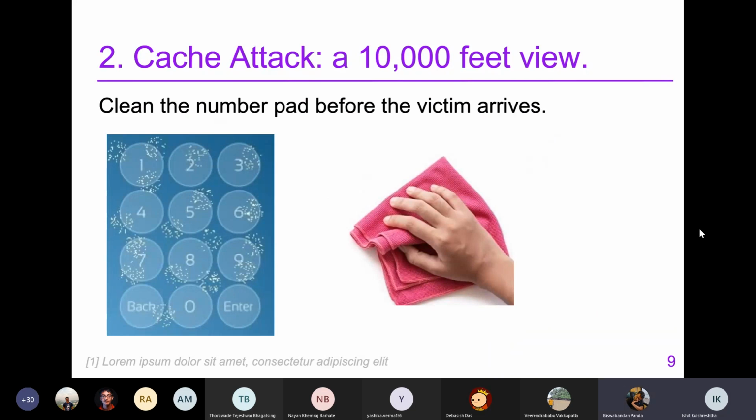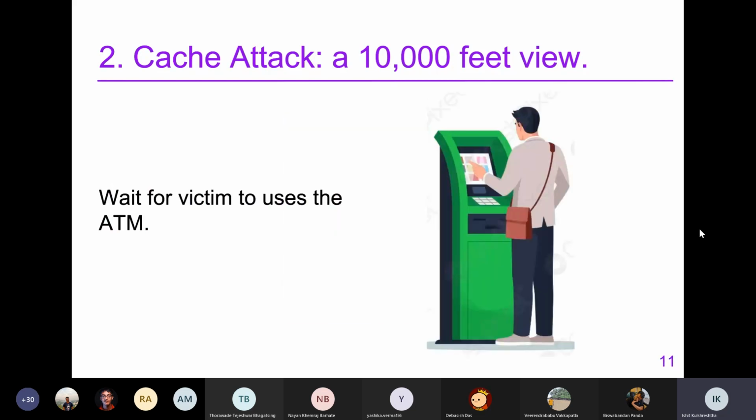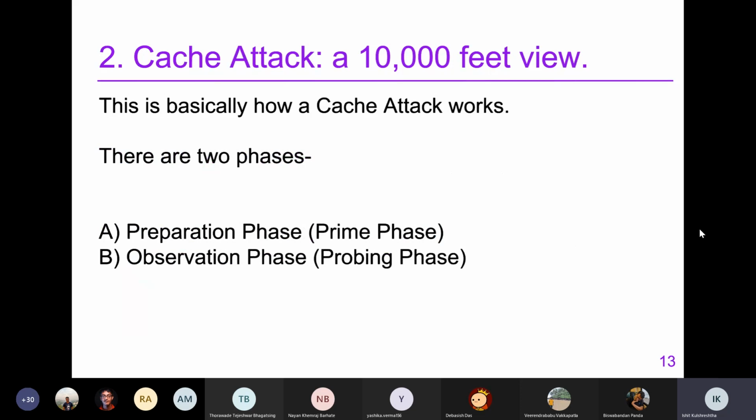For example, what we can do is we first go to the ATM and clean the number pad. So it would look like this. And then we wait for the victim to use the ATM. After that, when he goes away, we look for his prints. In this, we can see that his prints were over the numbers 2, 3, 5, and 7. So we see that his PIN must be composed of these numbers. Although we don't know the order, we'll need other things also. So this is how a cache attack works.